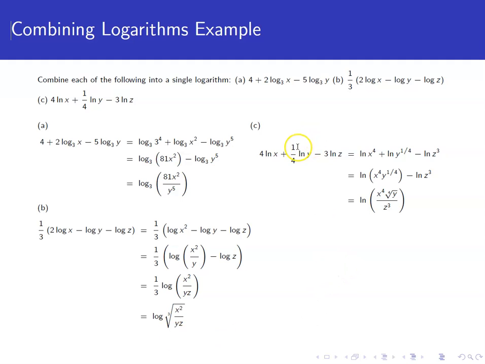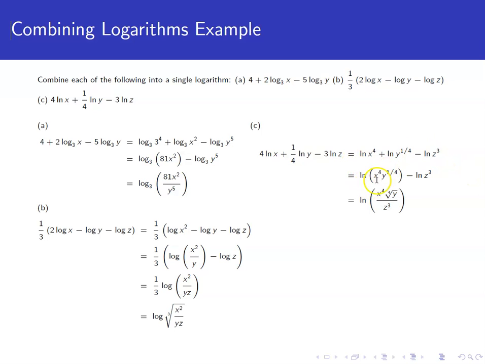In the third expression, let's attack this like we did the previous one. Each of these coefficients that are in front, we can bring up as exponents. So we get that 4 log x is natural log of x to the 4th. The 1/4 natural log of y is natural log of y to the 1/4. And 3 natural log of z is natural log of z cubed.